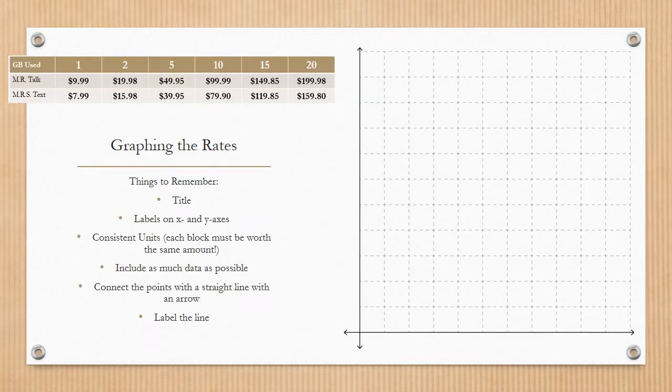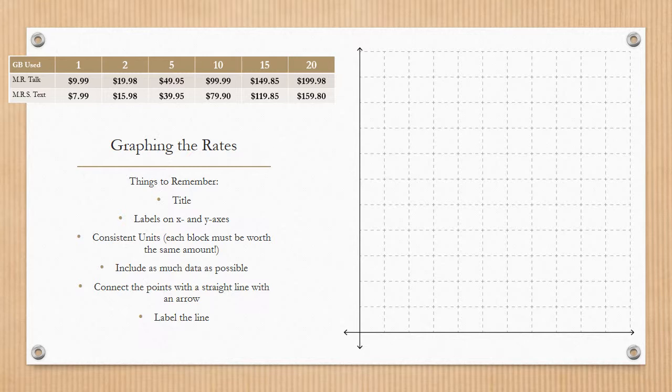The last thing we want to talk about, in putting this all together, is graphing an equation or graphing a set of data. When we do some problems in class, we're going to be putting multiple sets of data on one coordinate grid, and we're going to be comparing them. But for this video, we're just going to look at the MRTalk data. So when we graph things, you should be familiar with graphing things. There's some things we need to remember, and I'm going to go through this one by one.